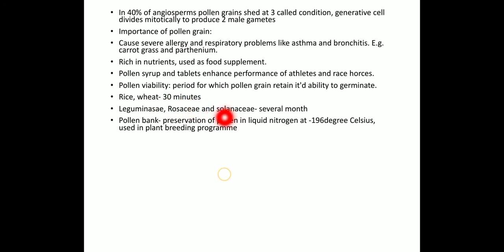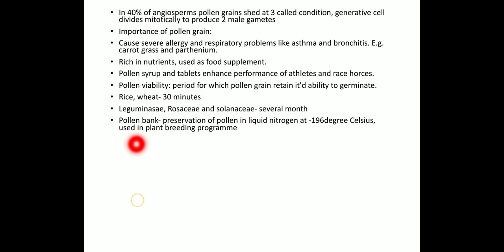Pollen viability. The period for which the pollen grain retains its capacity to germinate on the stigma is called pollen viability. The viability period of the pollen in the case of rice and wheat is about 30 minutes. In the case of plants which belong to the families Leguminosae, Rosaceae and Solanaceae, the pollen viability is several months.